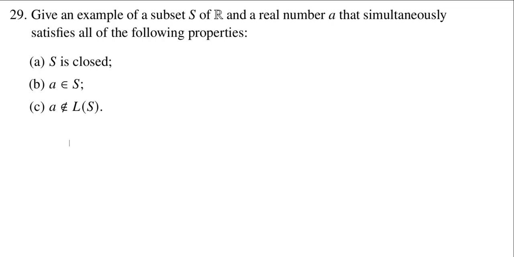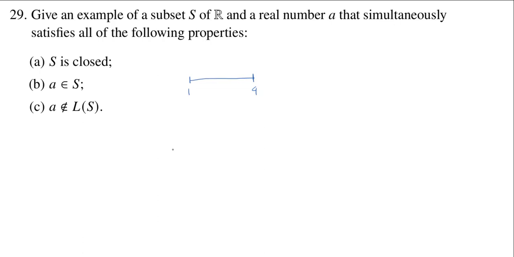So the question is to give an example of a subset of the real numbers and a real number A that simultaneously satisfies, well, first, the set should be closed, the element should be in the set, and it shouldn't be a limit point, right? So that's what we're trying to do. And so an easy way to do this is let's take a closed interval. Okay, so we just pick something, I don't know, 1 to 4.